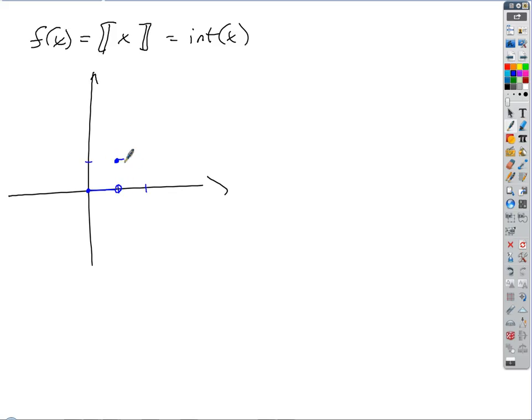And then same thing, it jumps up when I get to 2, right? And then we could do the same thing for negative values, et cetera, et cetera. Okay, there's our function. Well, let's calculate the derivative at 1.5. So, what is f prime of 1.5?